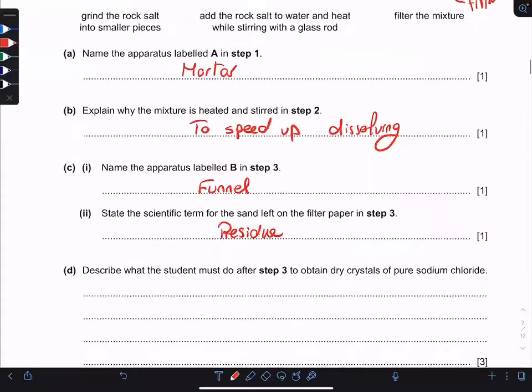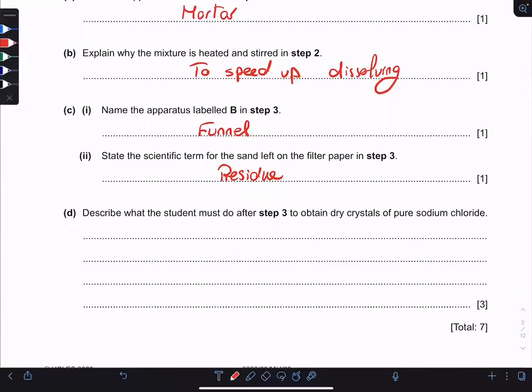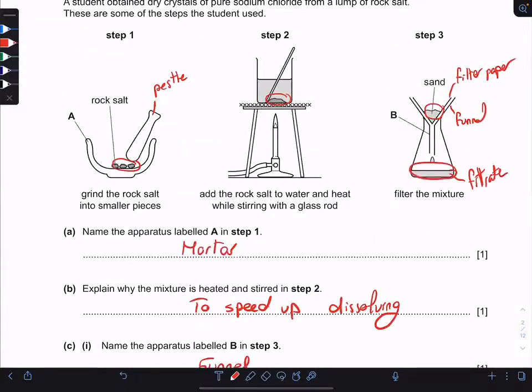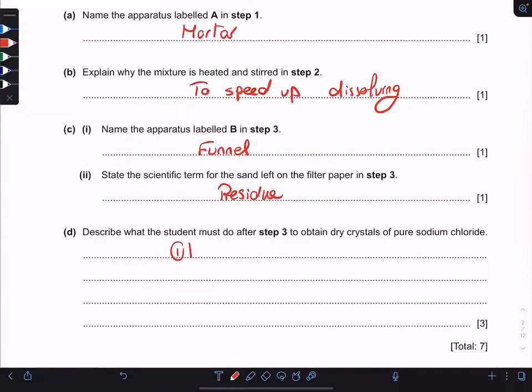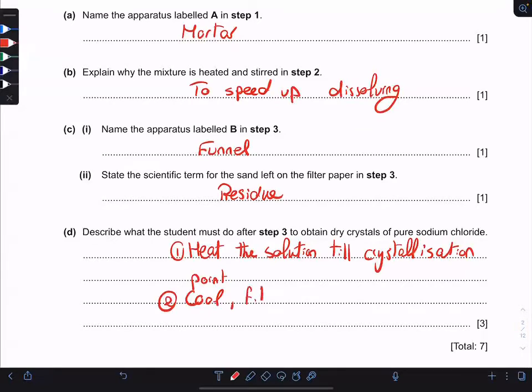Describe what the student must do to obtain crystals, the steps of crystallization. Okay, take care. Here, he must take this, put it in an evaporating dish, and then heat. Okay, if I say heat the solution till crystallization point. Okay, then cool. I'll leave it to cool down. Filter, wash, and dry the crystals between two filter paper.